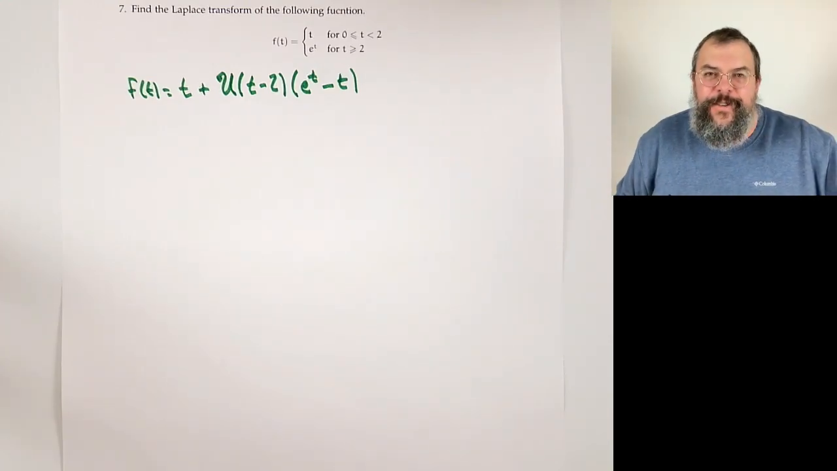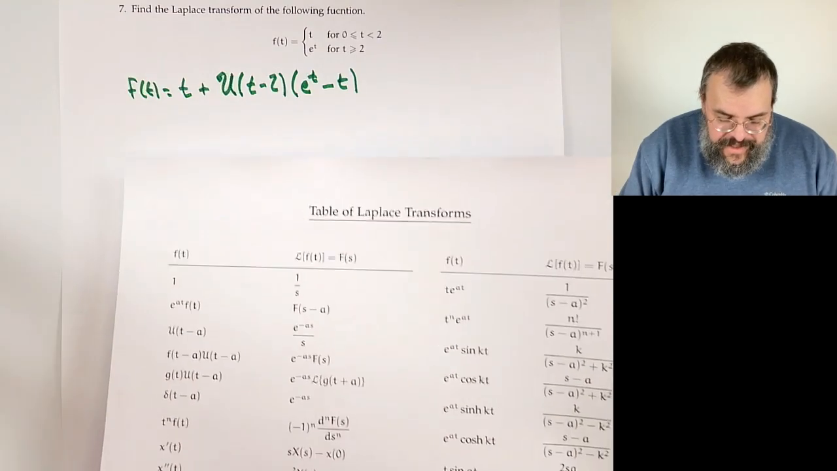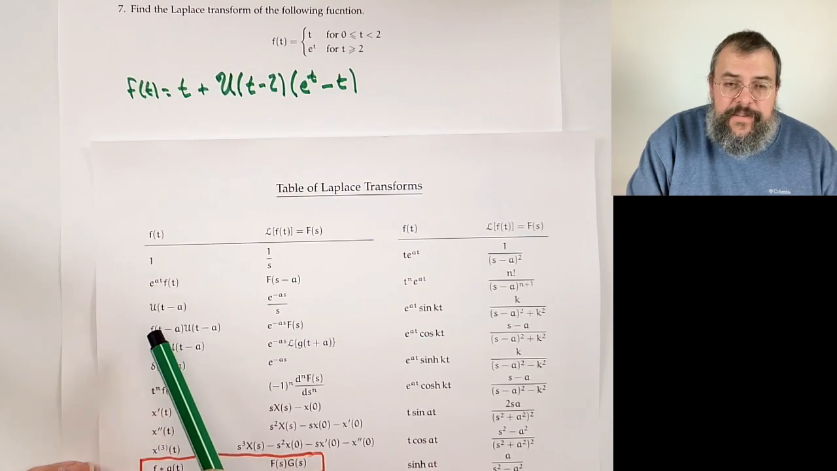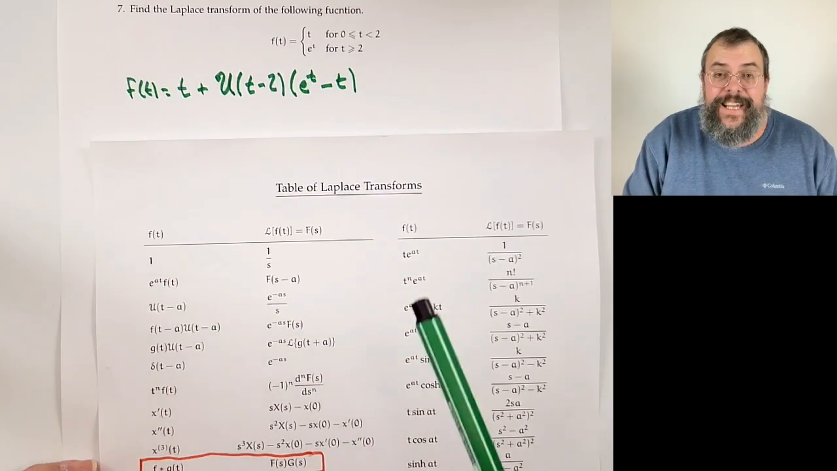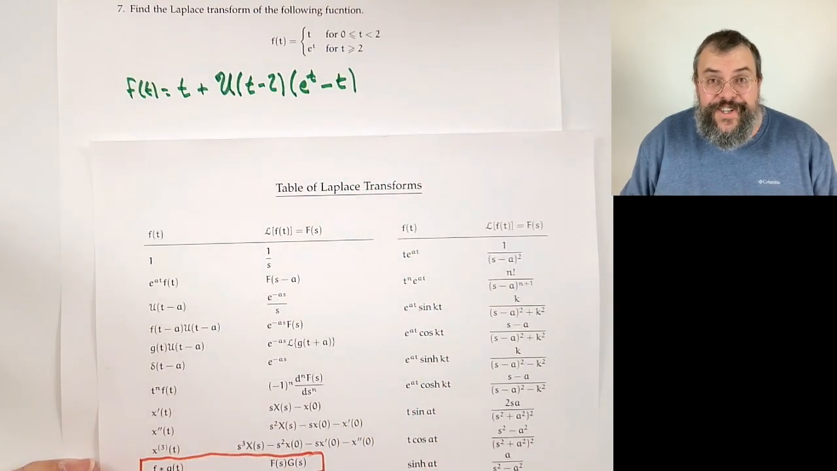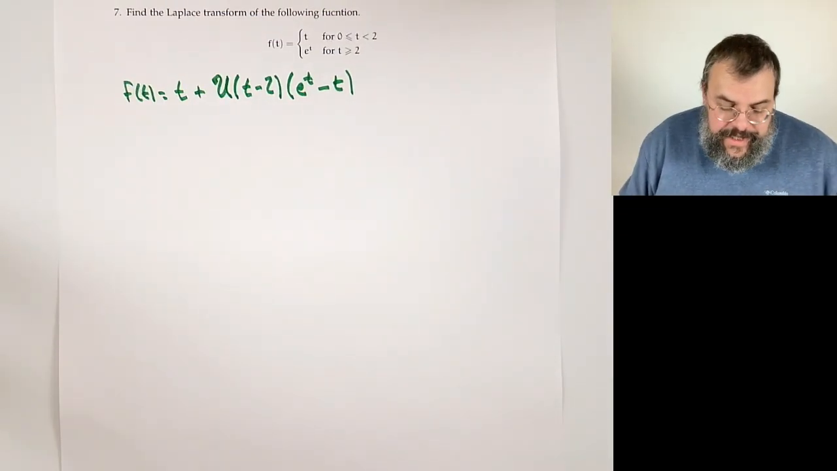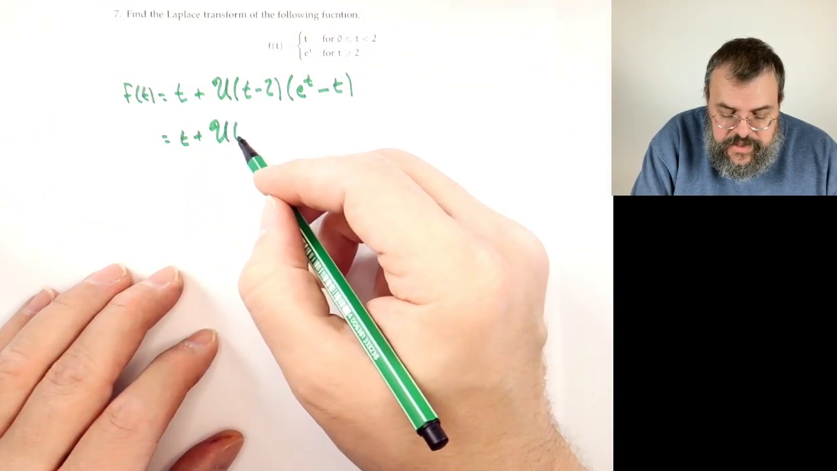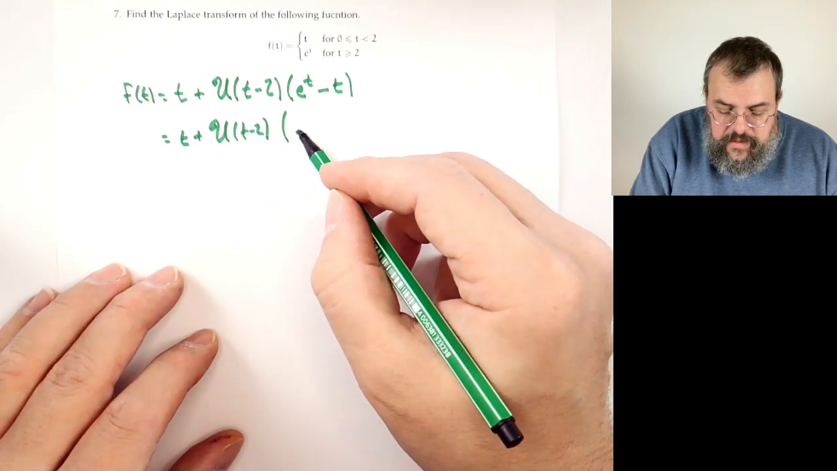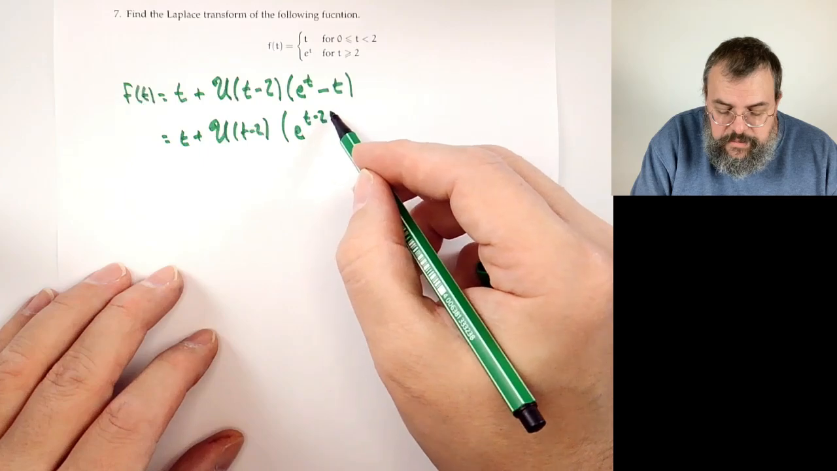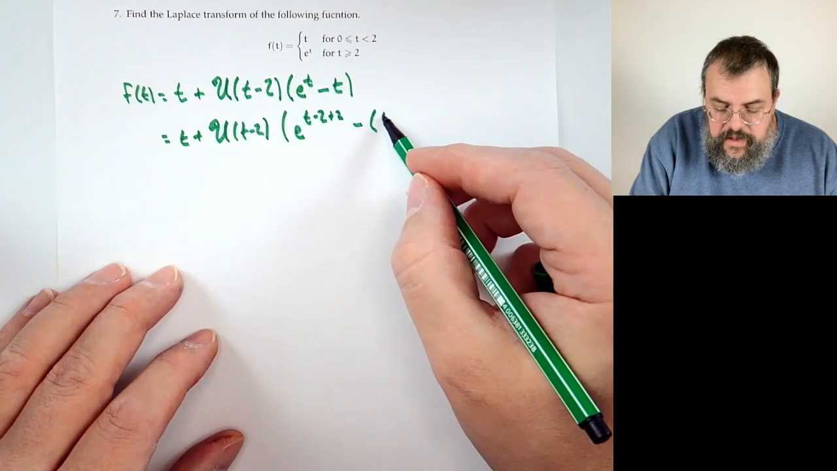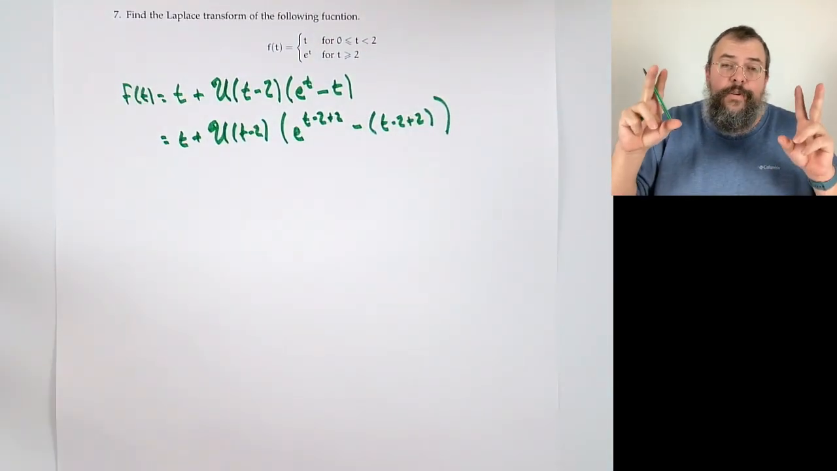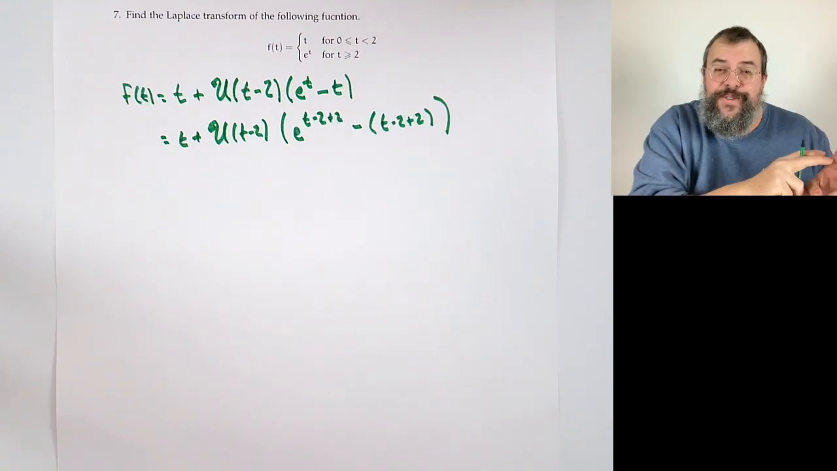No. What's the problem? If we have a unit step function of t minus a, we need it to be multiplied by a function of t minus a. So we need these to look like t minus 2 functions. So this would be t plus the unit step function t minus 2 times e to the (t minus 2 plus 2) minus (t minus 2 plus 2). We did the very sophisticated replacement of t by t minus 2 plus 2.